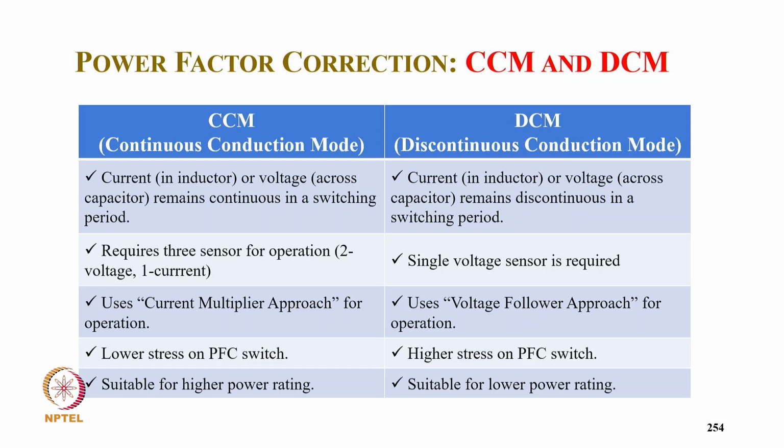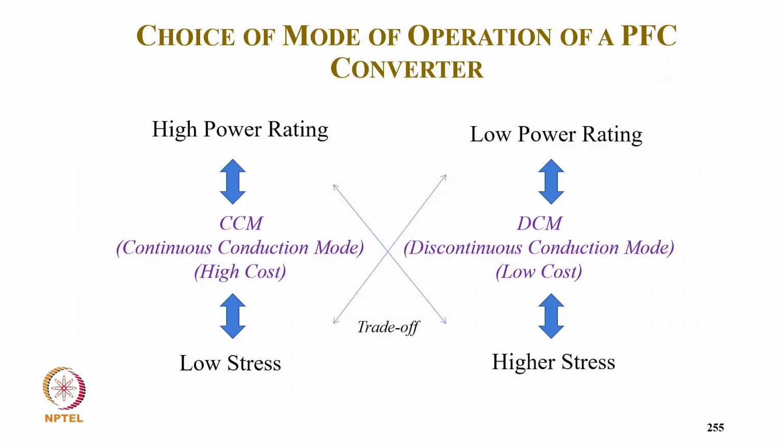2 voltage and 1 current sensor. Use a current multiplier approach for operation and lower stress on PFC switch, and suitable for high power rating. And in discontinuous conduction, current in inductor and voltage across capacitor remains discontinuous in switching period. Require single voltage sensor and use voltage follower approach for operation and higher stress on power factor correction switch, and suitable for low power rating.